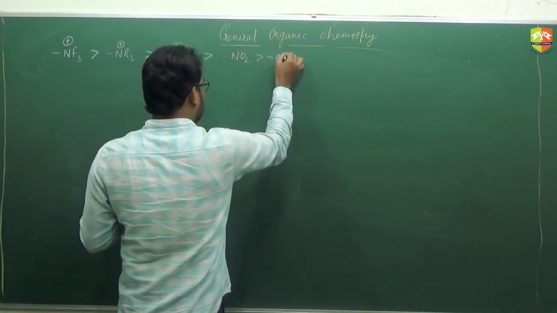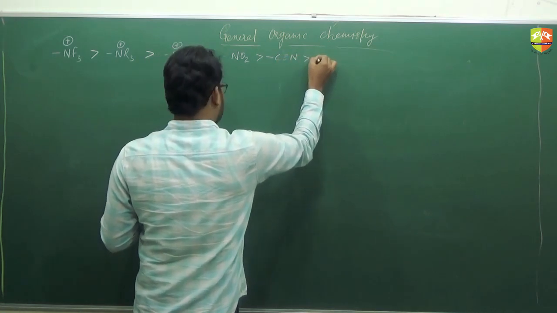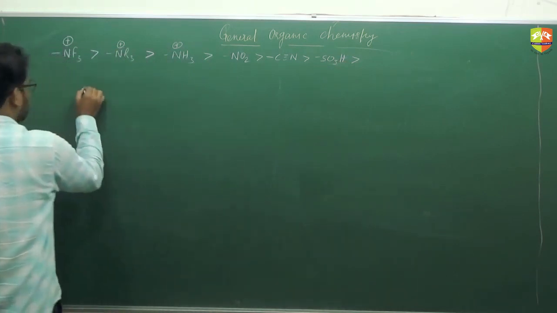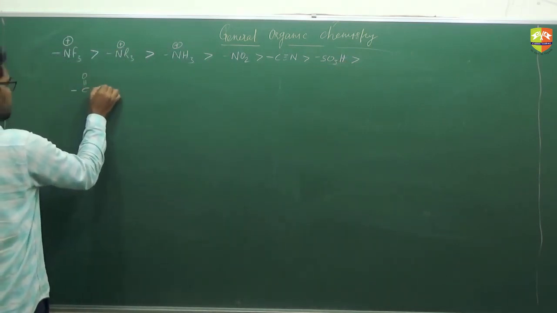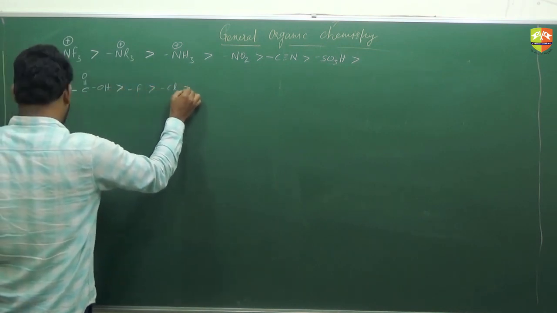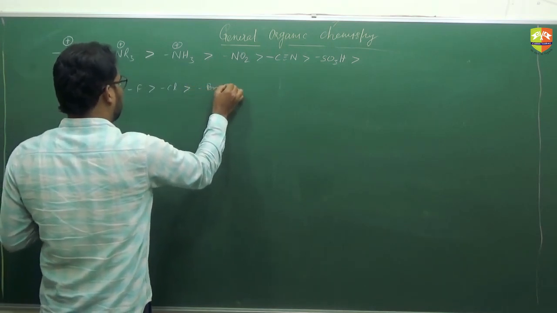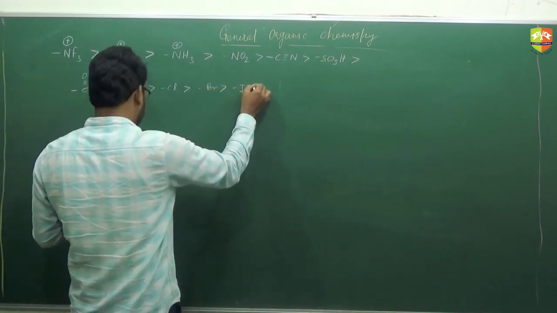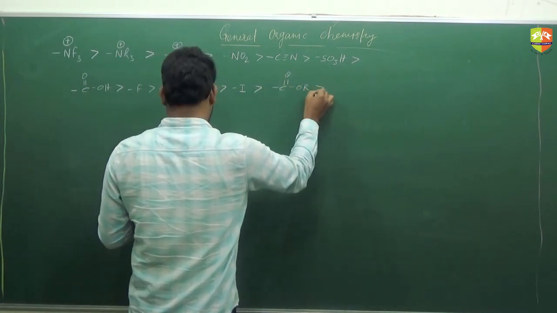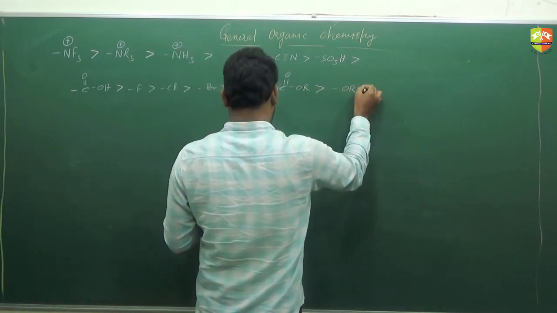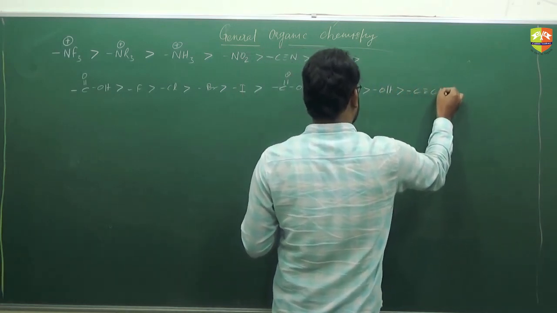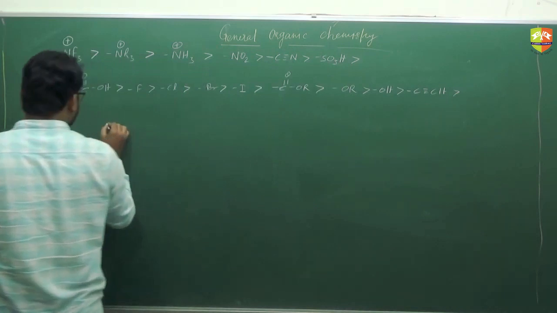NO2, cyanide, SO3H, C double bond OOH, fluorine, chlorine, then bromine, then iodine, C double bond OOR, OR, OH, C triple bond CH. Then we have a phenyl group.